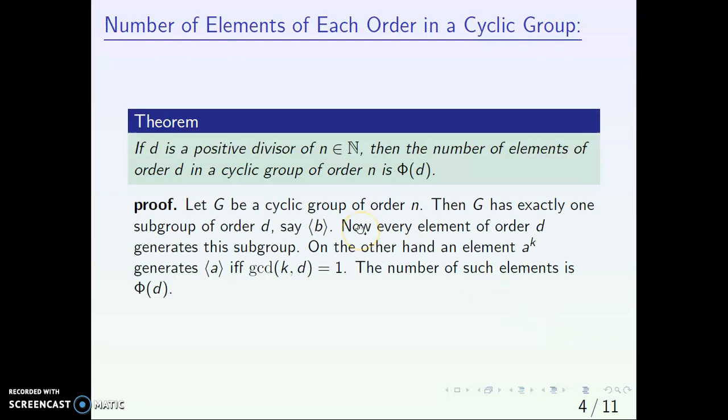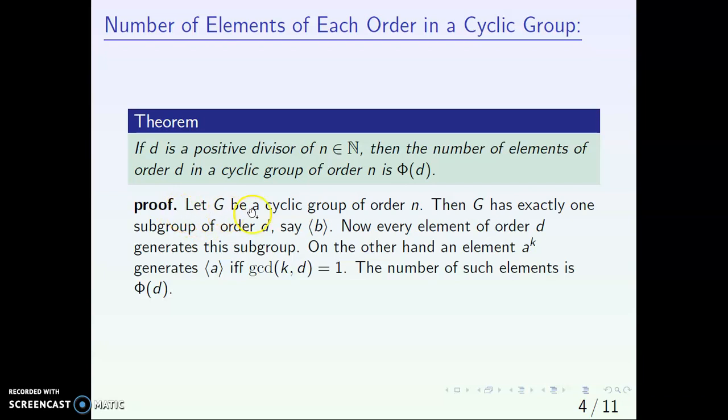This theorem is in Chapter 4. If D is a positive divisor of n belongs to big N, then the number of elements of order D in a cyclic group of order n is phi of D. You know how you calculate phi of D already.